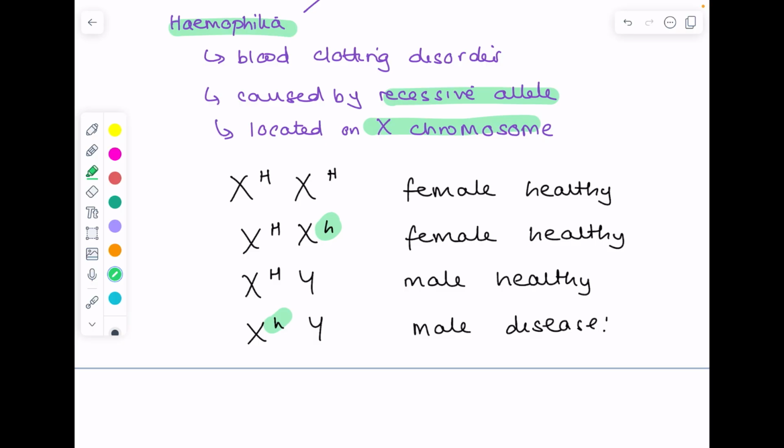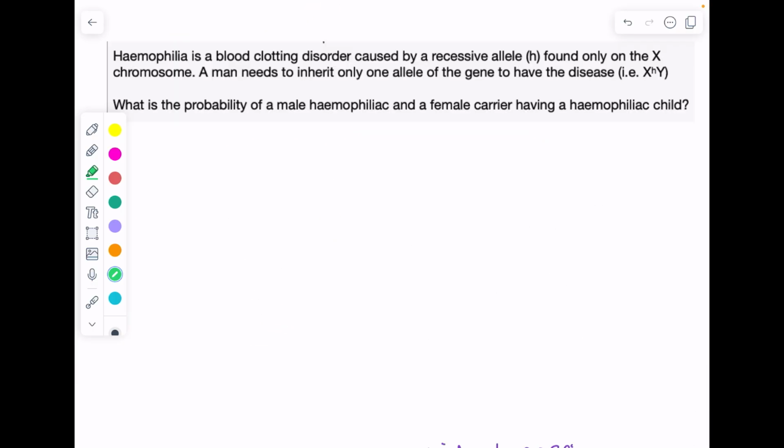Now let's look at a Punnett square cross. Haemophilia is a blood clotting disorder caused by a recessive allele found only on the X chromosome. A man needs to inherit only one allele to have the disease. What is the probability of a male haemophiliac and a female carrier having a haemophilic child? So, ready to go again.